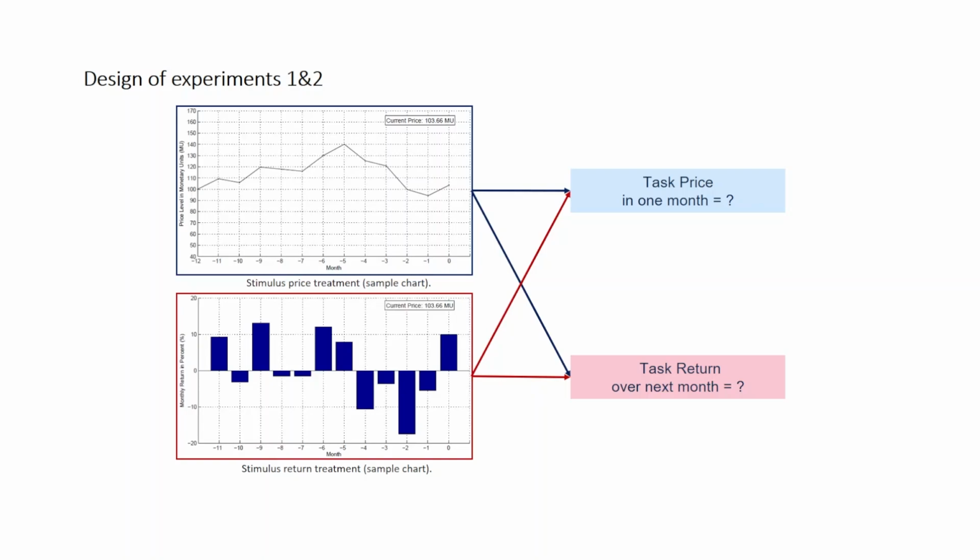Whereas in the second group of students, they showed them the stimulus return, this chart that shows us the return development within a year with 12 sequences, 12 months, and asked them either to forecast the price based on this return chart for the next month, or to forecast the return over the next months, also based on this stimulus.